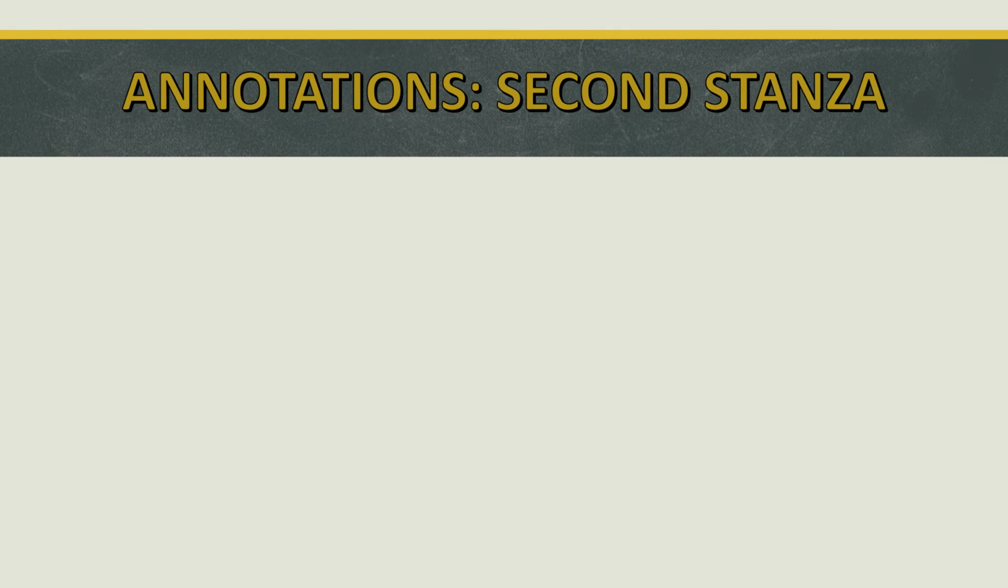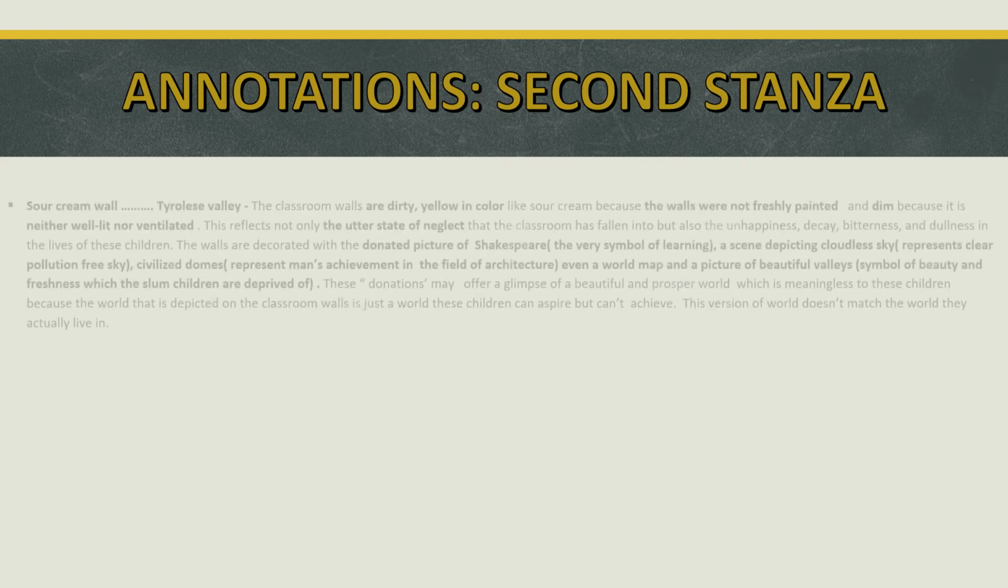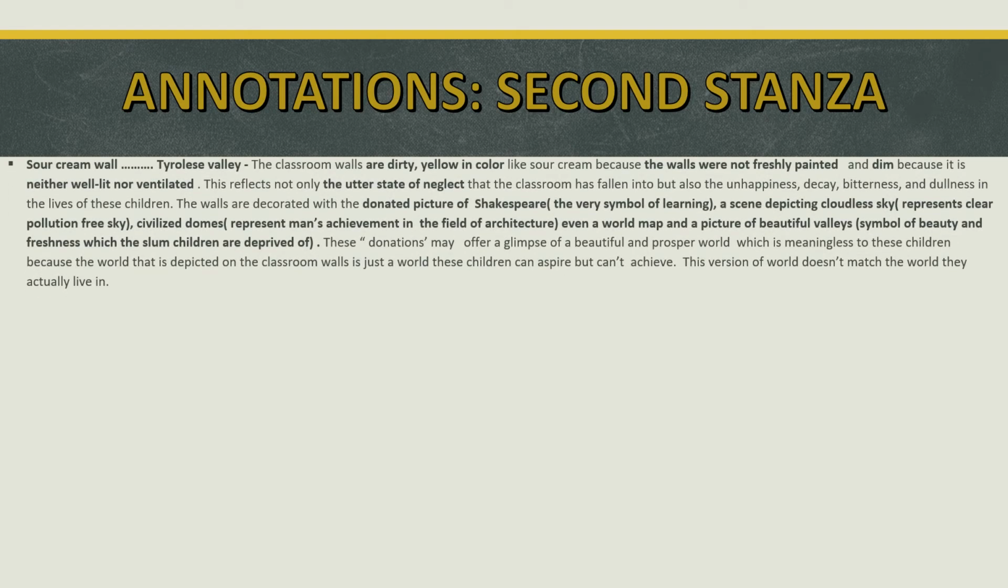Considering the deeper meanings of the lines of the second stanza, we can surely see that the classroom walls are dirty, yellow in color like sour cream, and dim because it is neither well lit nor ventilated. This reflects not only the utter state of neglect that the classroom has fallen into, but also the unhappiness, decay, bitterness and dullness in the lives of these children.